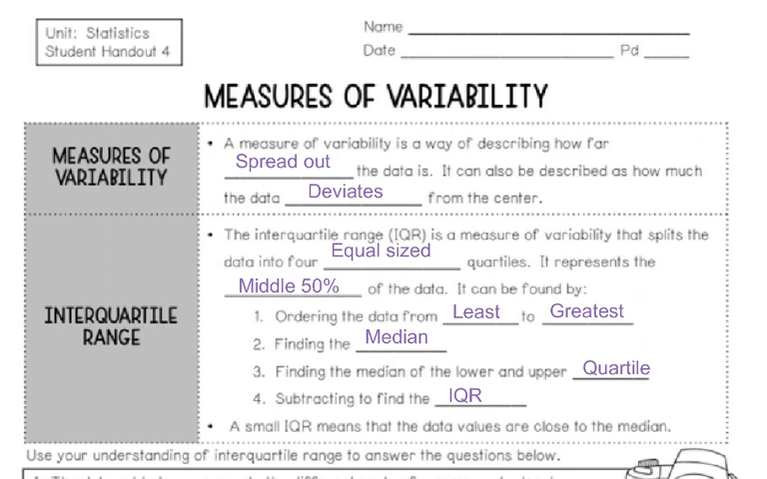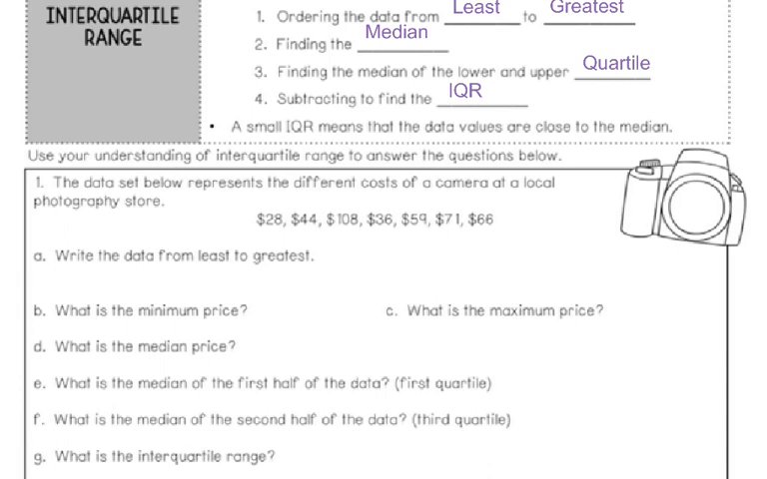You can notice here that you do need to remember a measure of center that you learned in the last lesson, and you need to remember what median is and how to find the median. That will be useful when you're finding interquartile range. At the bottom, it says a small IQR means that the data values are close to the median. Next, we're going to use our understanding of interquartile range to answer the questions below.